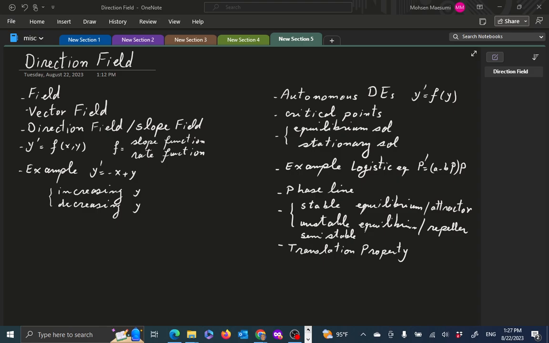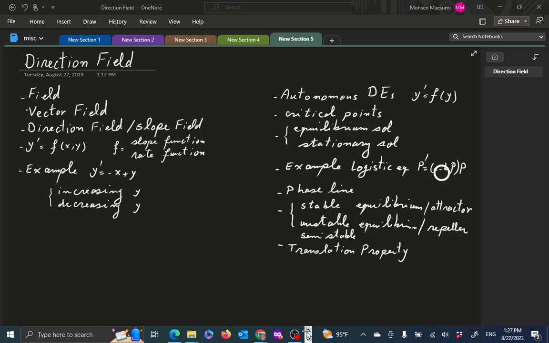Then we come to the so-called autonomous differential equations. These are differential equations where the right-hand side, the independent variable does not show up. So this x that you see here is missing from this one. We are going to study critical points, so-called equilibrium solutions or stationary solutions, and take a look at a famous example called logistic equation in this context.